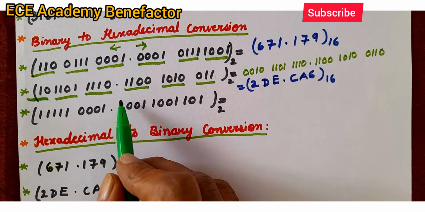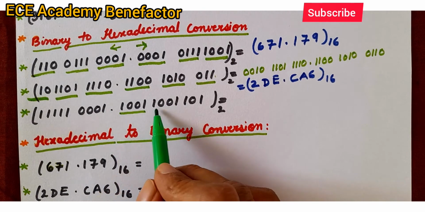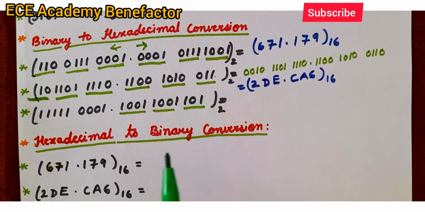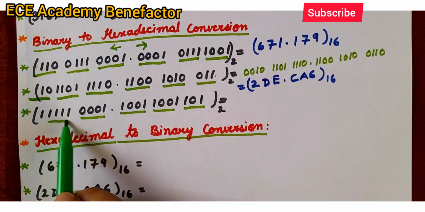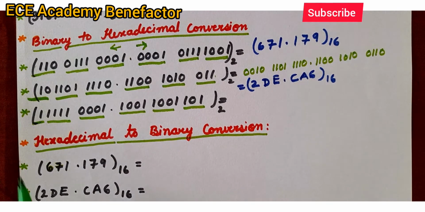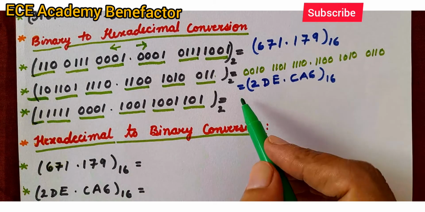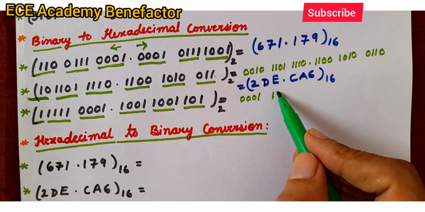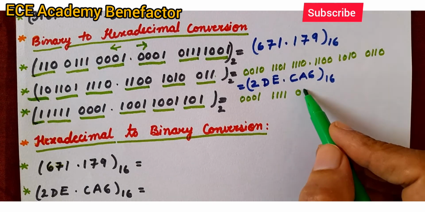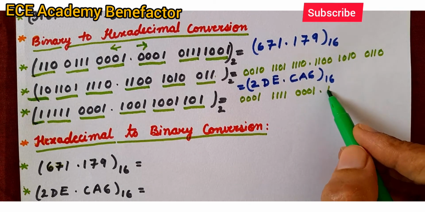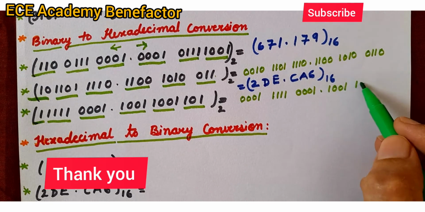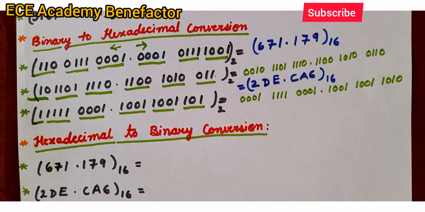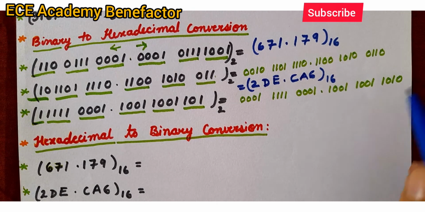Going to the third question, group of 4 bits, one group, second and third. In the third group you are left with 101, so you have to add 0 here. Here 4 and here 1 is left, so you have to add 3 zeros before it. So let me write the number again: 0001, 4 ones, 0001 dot 1001, 1001, 101. So add 0 to it, as it's a group of only 3.